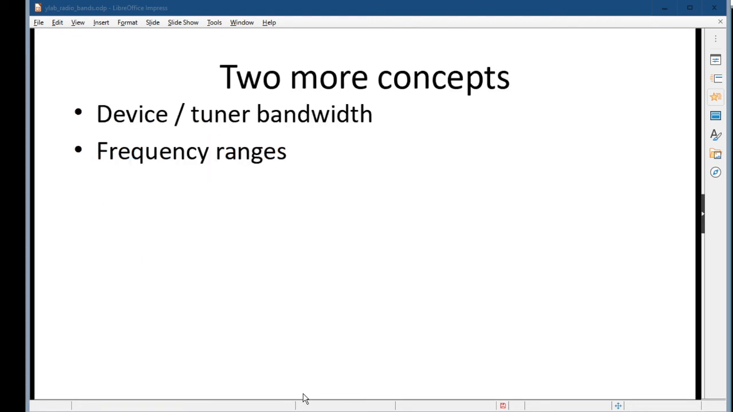Now, if your head doesn't hurt so far, we've got two more concepts for you. One is device and tuner bandwidth, and the other one is frequency ranges. So your radio is designed to tune to the frequency and only listen to the appropriate bandwidth for that frequency with the correct demodulation. So when you listen to FM 99.1 on your radio, it only pays attention to the 200 kHz of bandwidth for that station, and it's centered at the frequency of 99.1. But radios are built to handle multiple bands, bandwidths, and frequencies. You've probably seen radios that combine AM, FM, and shortwave.